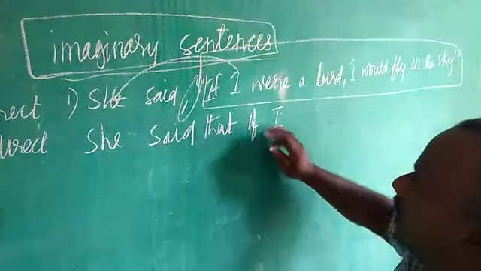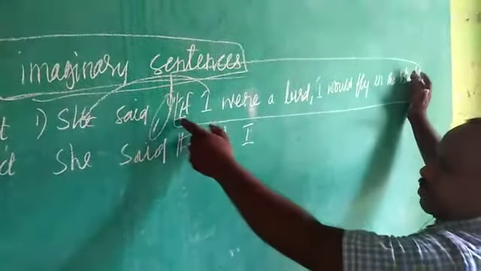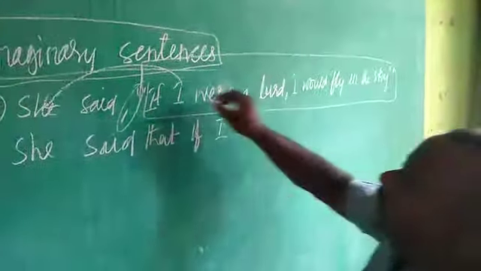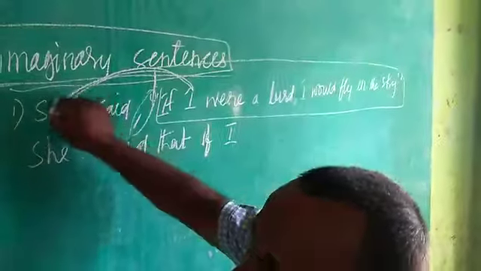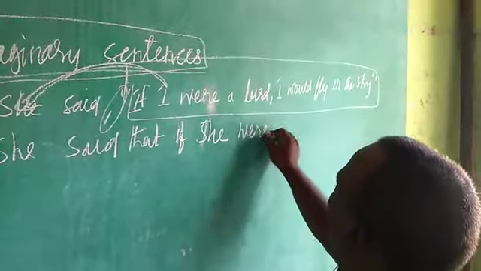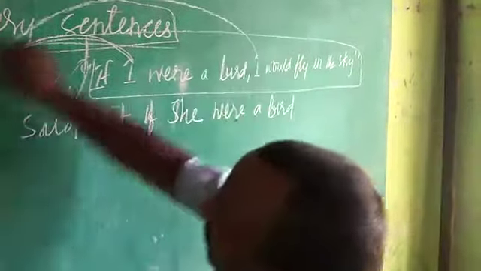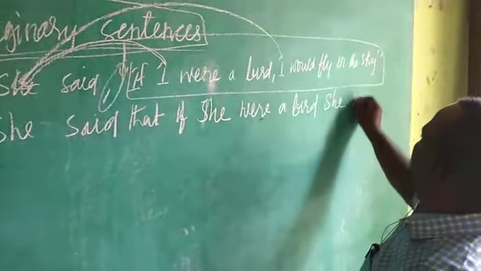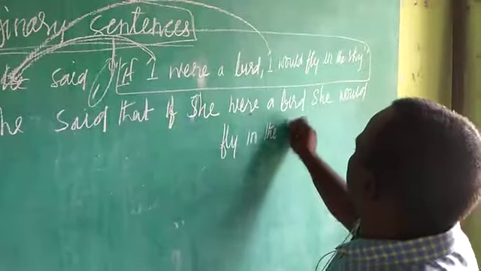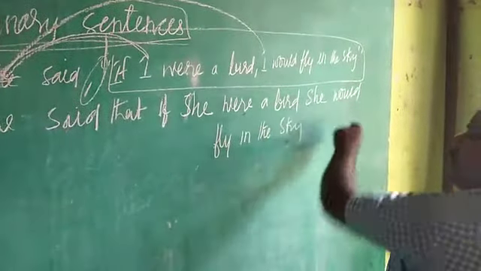Here you have to remember this. As I was telling you all this while, no need to change in the reported speech. But here, children, I is given. There is a change here. I changes to she. If she were a bird, I would fly in the sky. Again, I refers to she. She would fly in the sky. Now see, she said that if she were a bird, she would fly in the sky, full stop.